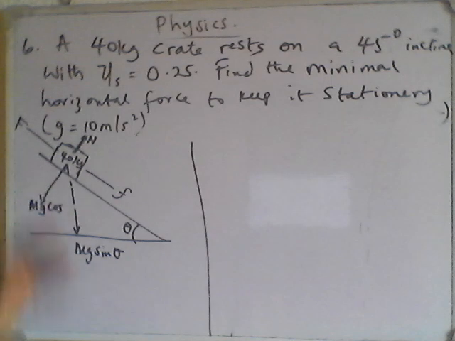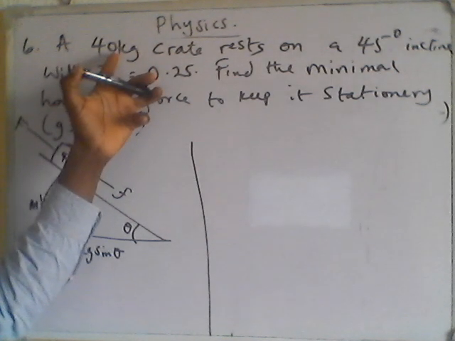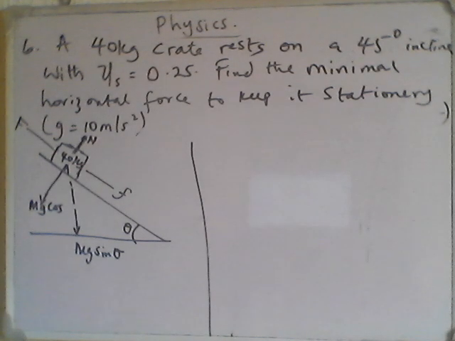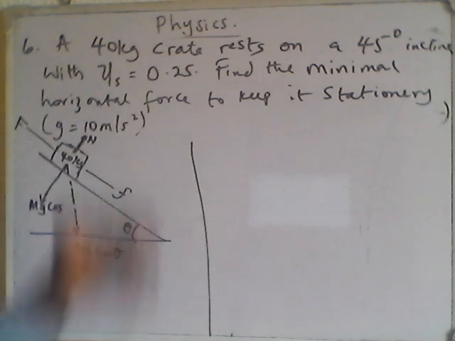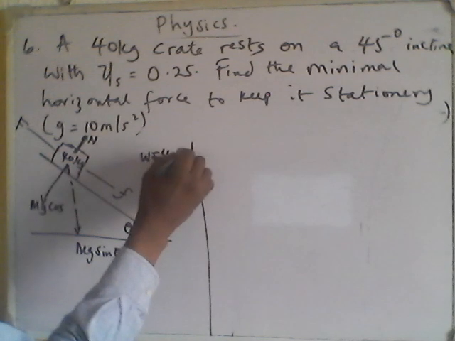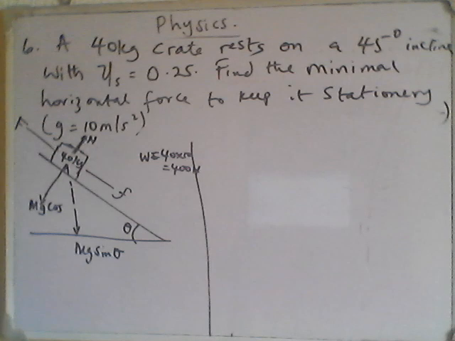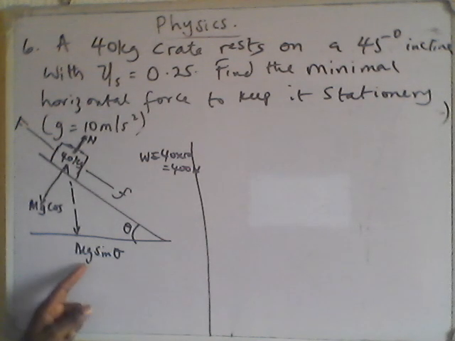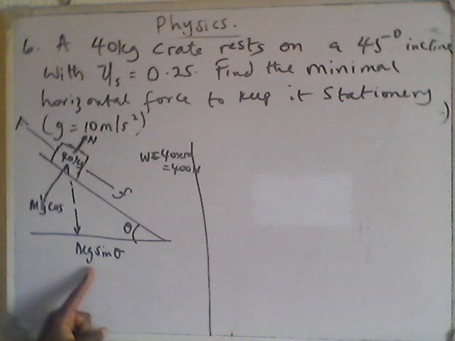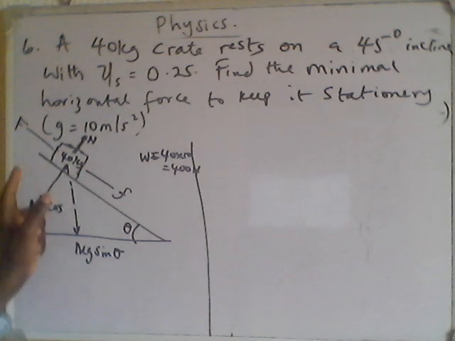So I have a diagram on the board. So we are given that M is 40 kg. Then I have the weight. If this is 40 kg, then the weight W is equal to 40 times 10, which will give us 400 Newton. That's the weight. Mg sin theta is down the incline, and mg cos theta is perpendicular to the incline.